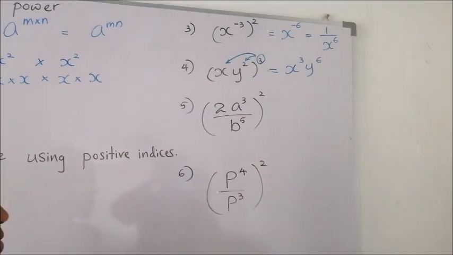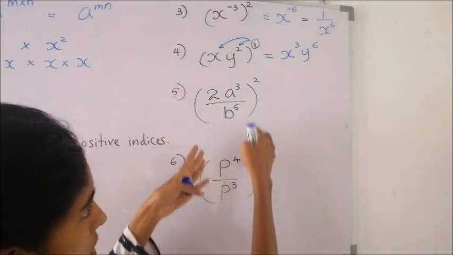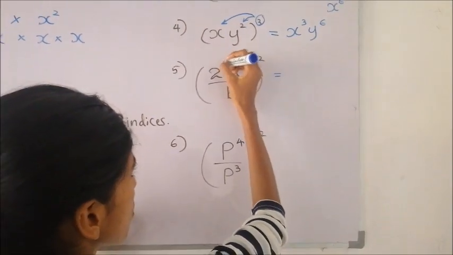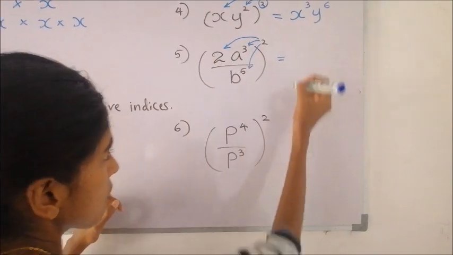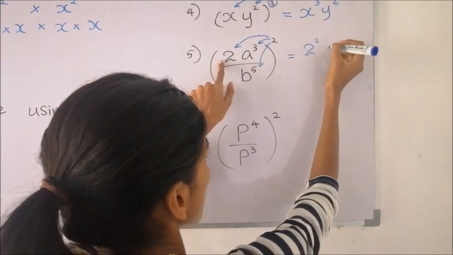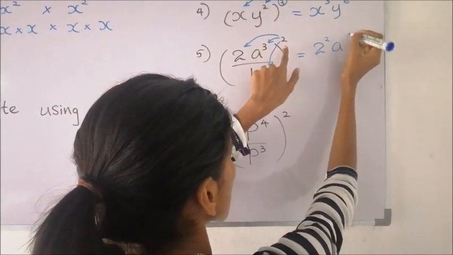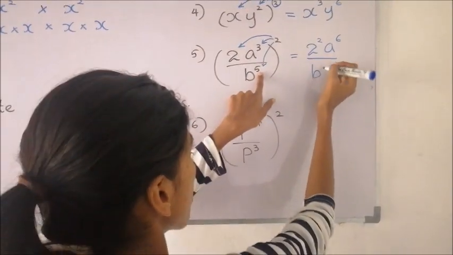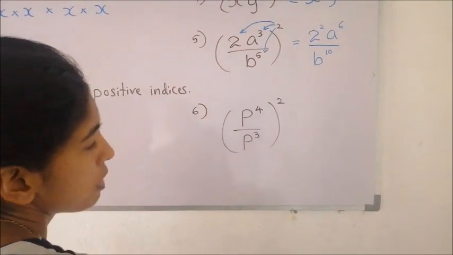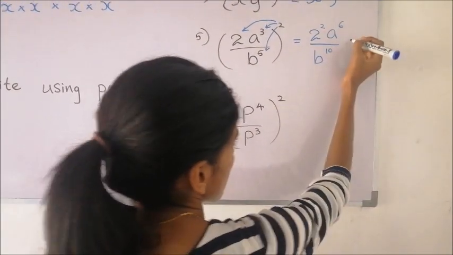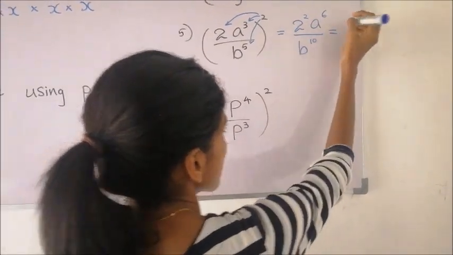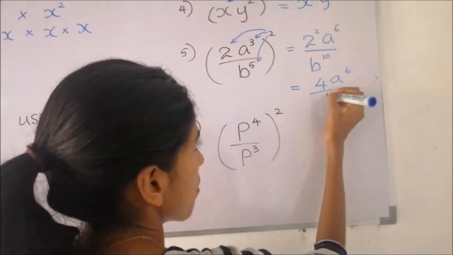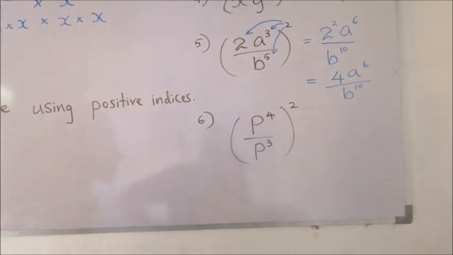Next, here also many terms are there. For all the terms we should apply this index when you multiply. That means for 3, for this 2 and for this 5. So 2 squared, a to the power 2 times 3 is 6. Don't add, just multiplication, right? Here b to the power 2 times 5 is 10. Right, when there are numbers like this in indices, we should simplify them. 2 squared is 4, right? So 4 a to the power 6 divided by b to the power 10.